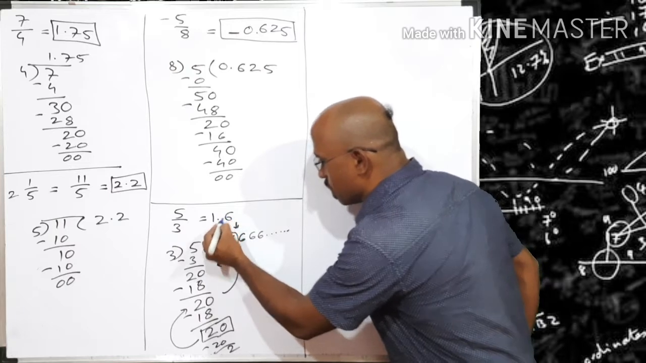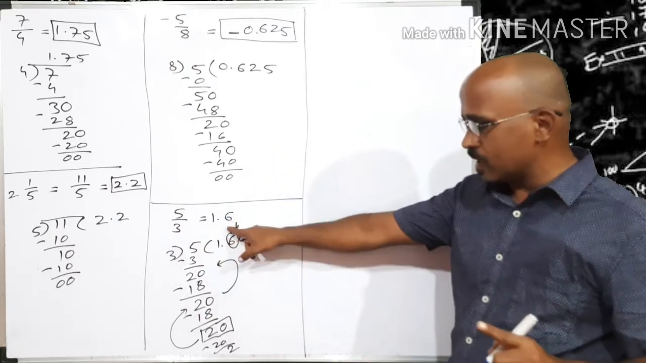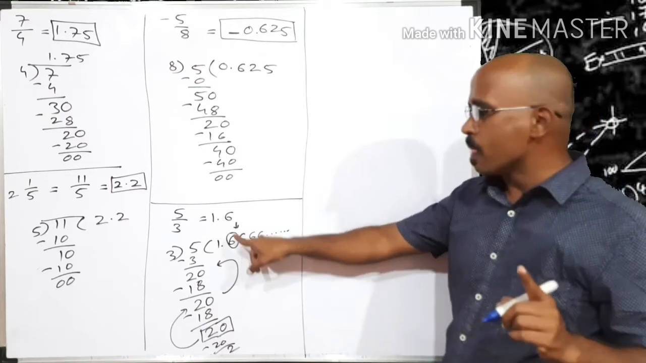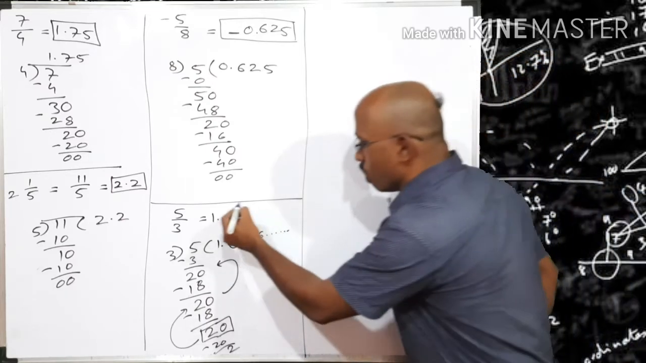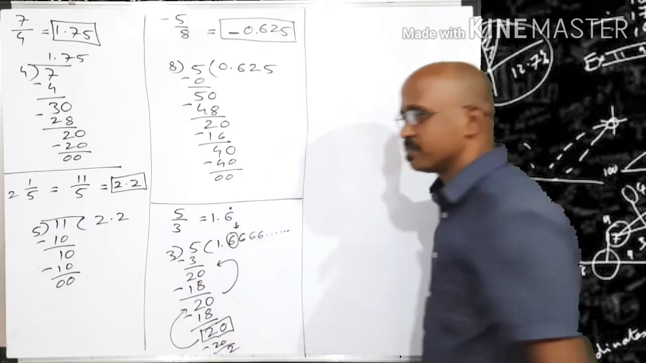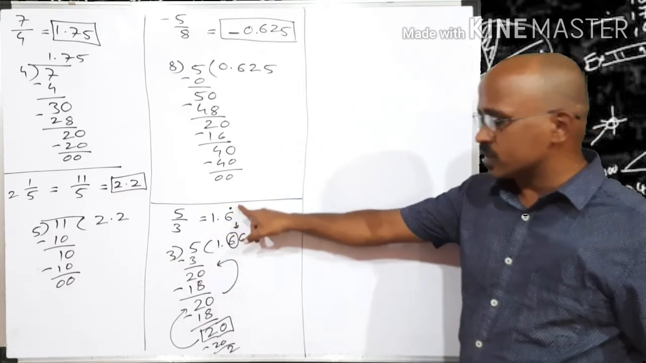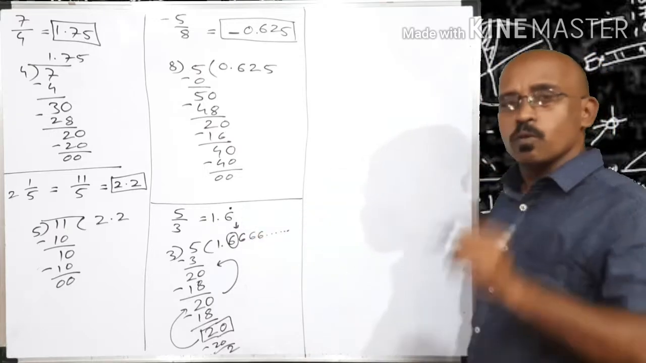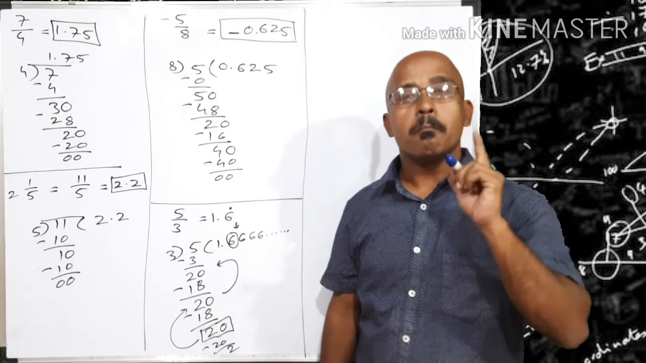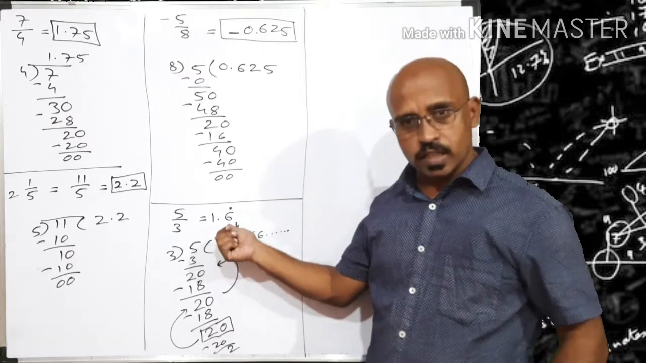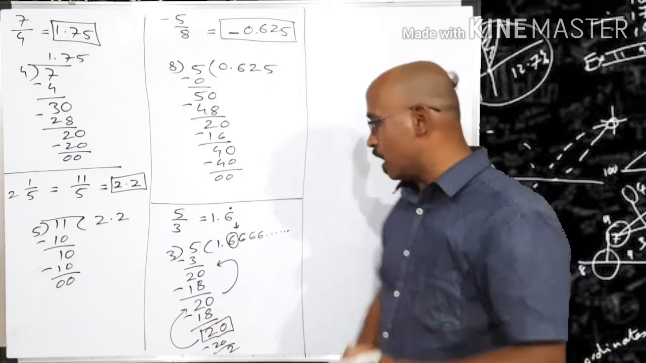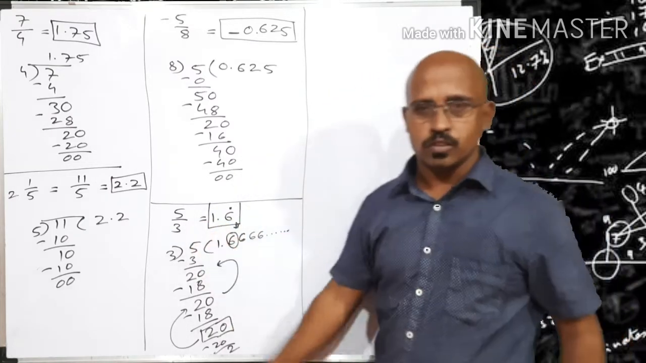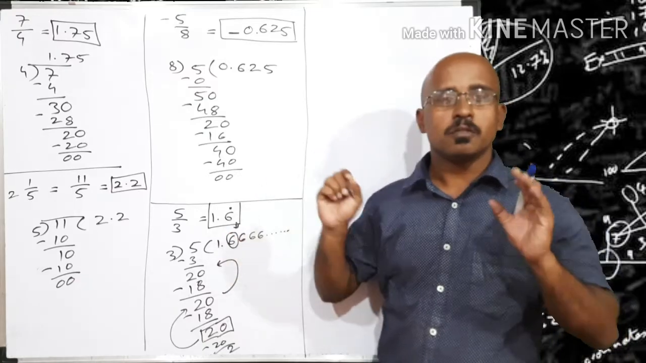Write that recurring number. If it is only 1, write that recurring number. How many numbers are recurring? Only 6 is the digit which is recurring, right? So write that digit and give a dot on the head of it. So 1.6 and a dot on it. And how to pronounce it? You just have to pronounce it as 1.6 bar. So our answer for the division 5 upon 3 is equal to 1.6 bar.